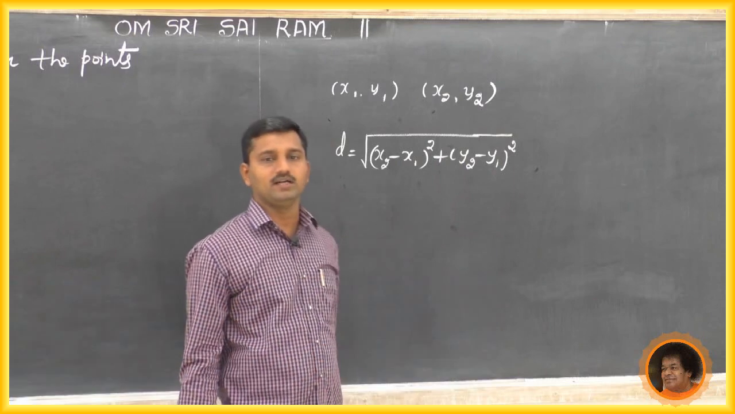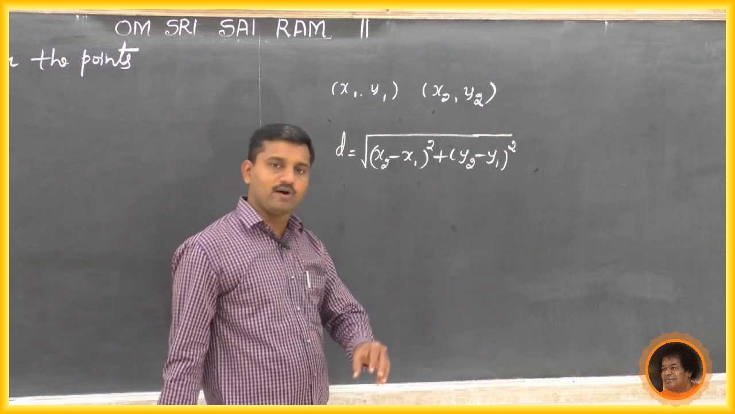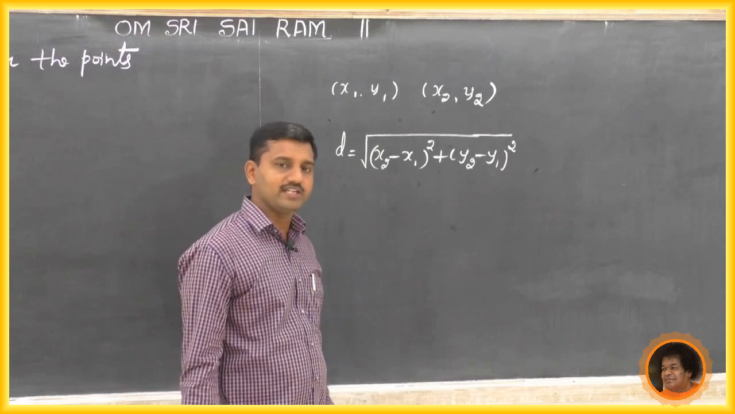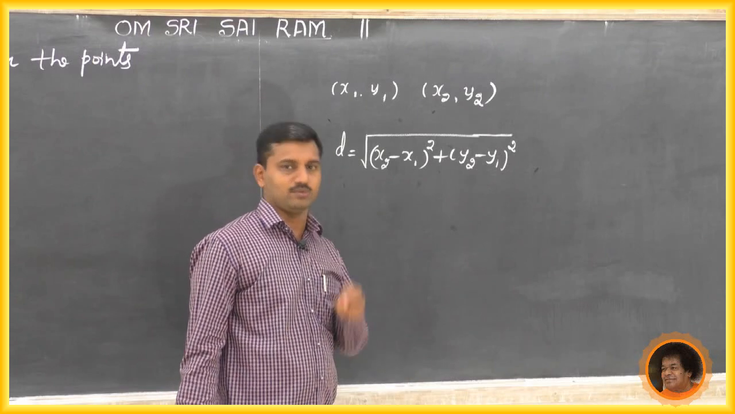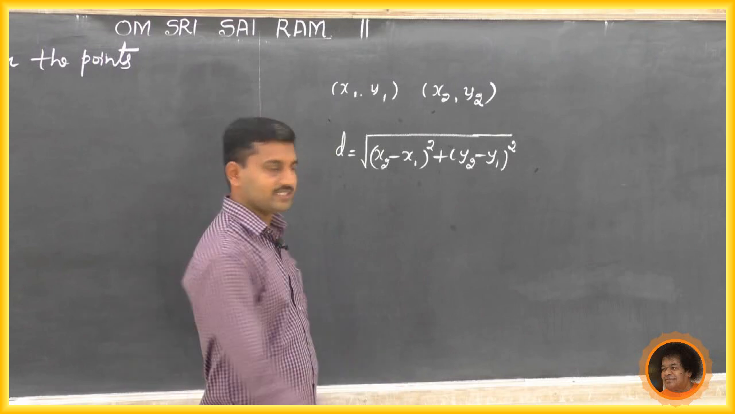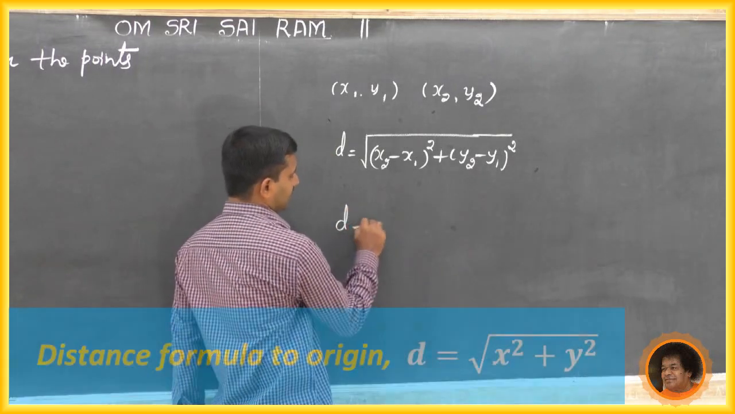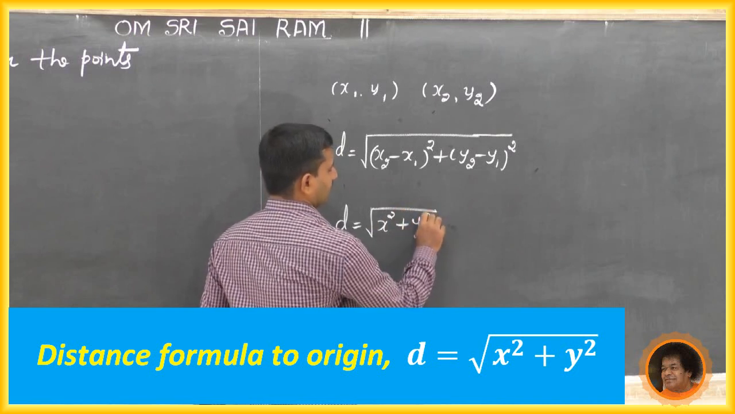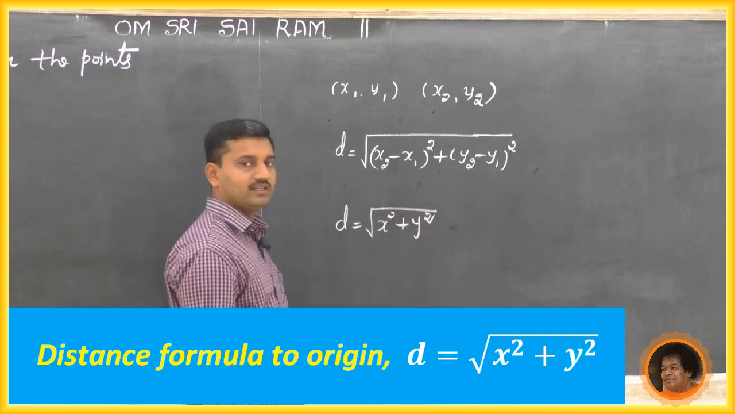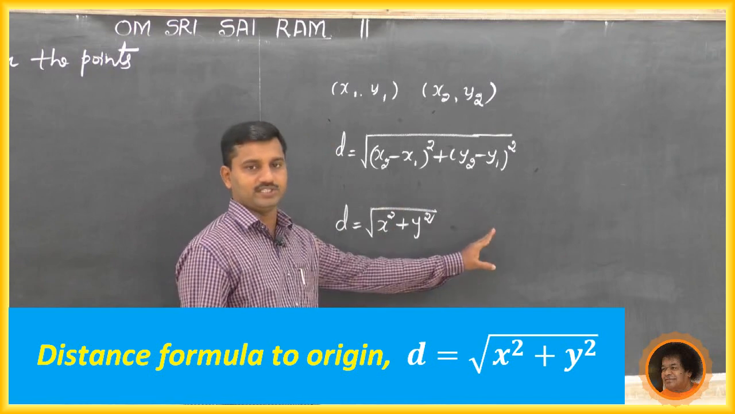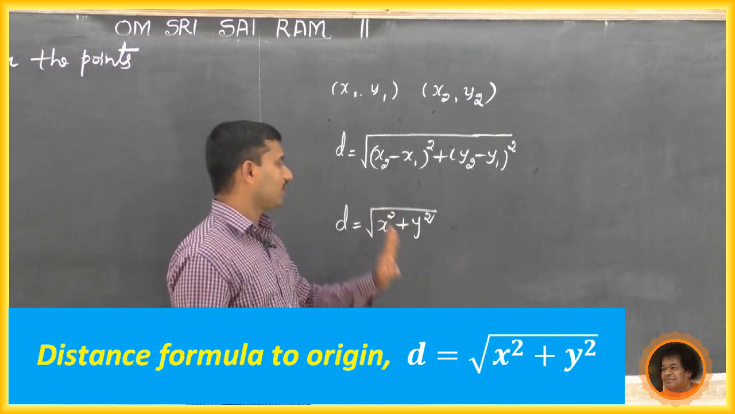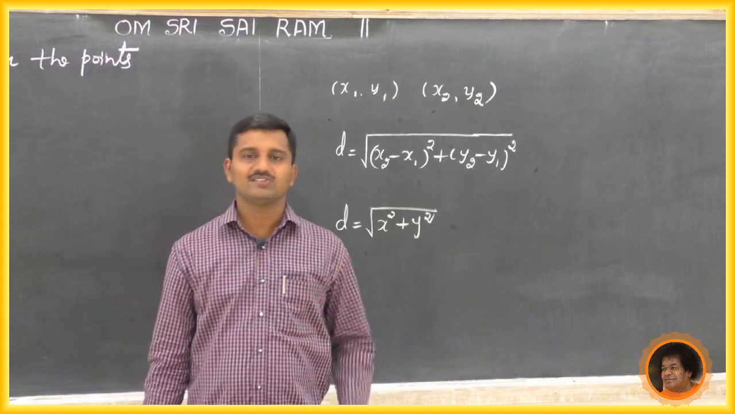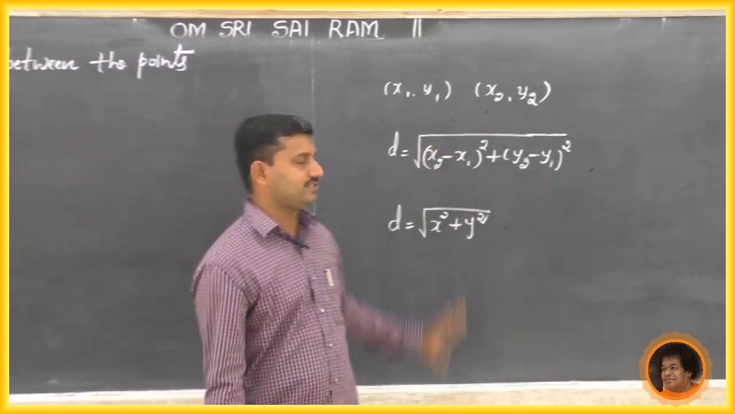One more formula: the distance of a point in a plane from the origin. The coordinates of the origin are 0, 0. From the origin, the distance is d equal to the square root of x square plus y square. In this class we are going to solve some more problems related to the distance formula.